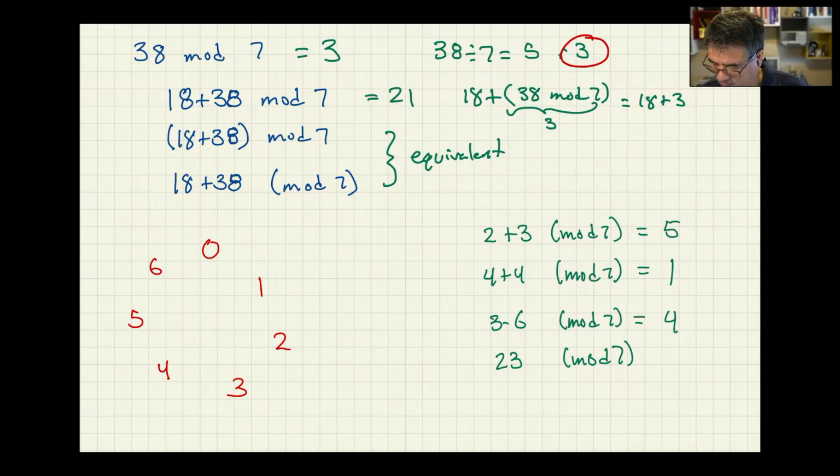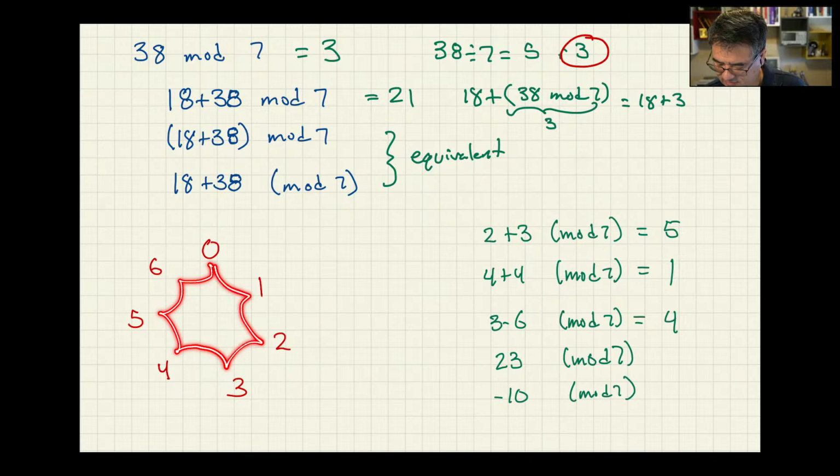And likewise for negative numbers, if we do negative 10 mod 7, then we just start at 0 and we go backwards by 10. 1, 2, 3, 4, 5, 6, 7, 8, 9, 10, and we end up here at 4.